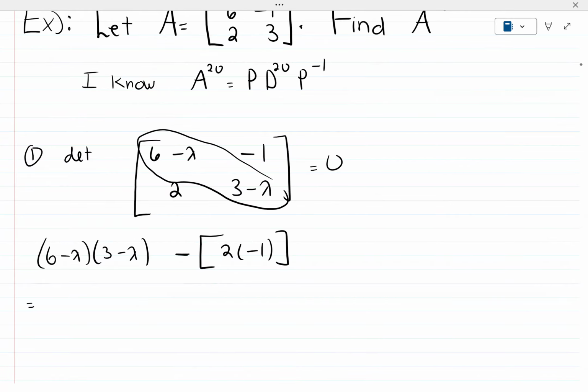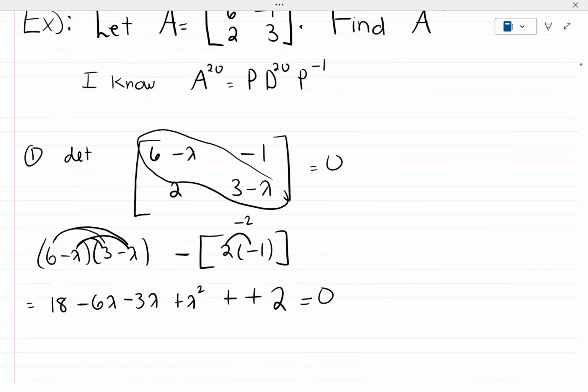And then when you FOIL this out, 6 times 3 is 18. 6 times negative lambda is -6 lambda. Negative lambda times 3 is -3 lambda. Negative lambda times negative lambda is lambda squared. And then 2 times -1 is -2. And then you have an extra minus, so that becomes +2. And you set that to 0.